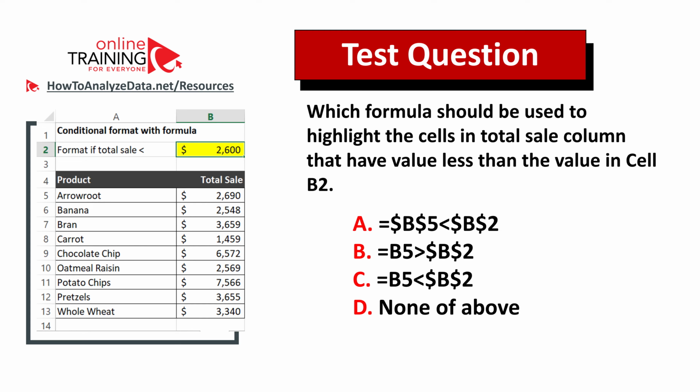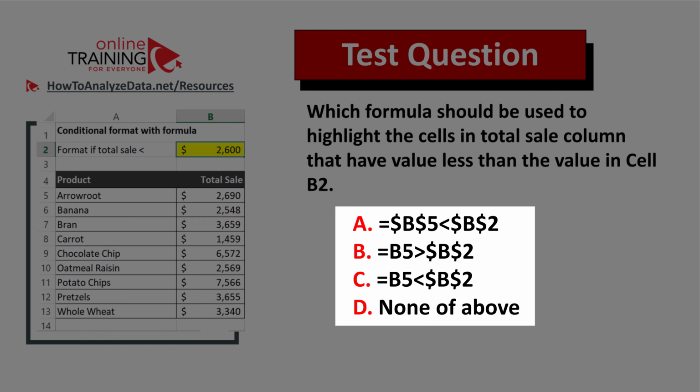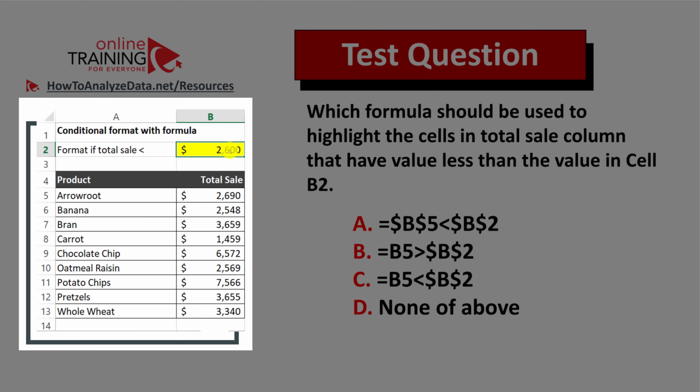Here's the question for you to try to solve on your own. I have full confidence that you can solve this challenge. Which formula should be used to highlight the cells in total sale column that have value less than the value in cell B2? And you have 4 different choices. Please pause this video if you need to. Look at the data on the left to see if you come up with the right answer.